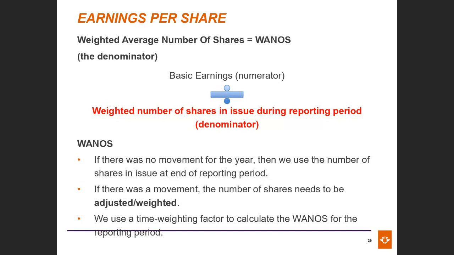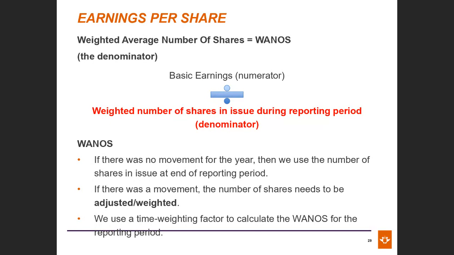The denominator in the basic earnings per share calculation is to calculate the weighted number of shares in issue during the reporting period. So now we're actually going to look at the denominator and see how to calculate that, because in some situations the number of shares is going to change during the period, and therefore we will have to weight this to calculate the weighted number of shares in issue during the period. Okay. So weighted number of shares is sometimes abbreviated to WANOS.